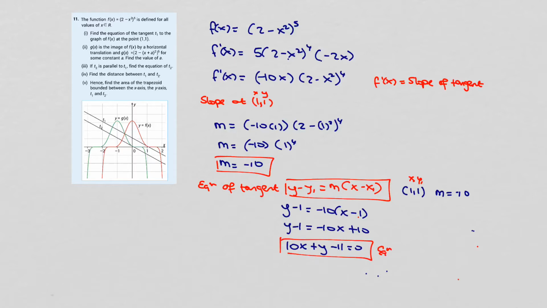So that's the equation of the tangent. Okay, so that's part 1. Now part 2 says that g of x, the green line, is the image of f of x by a horizontal translation, where that horizontal translation is given by 2 minus (x plus a) to the power of 5, for some constant a, and we have to find the value of a.